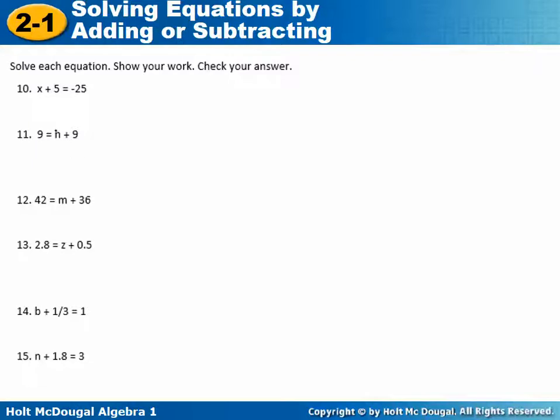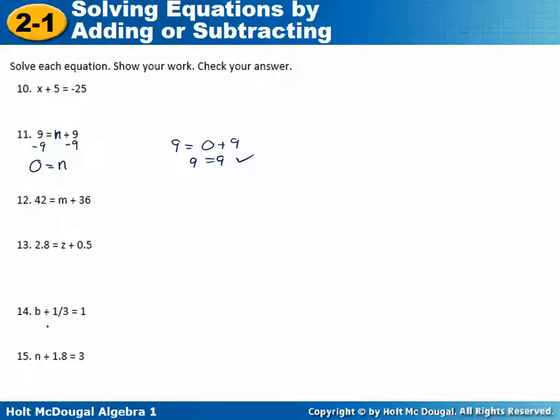So the variable is n. I have 9 being added to it, so I need to subtract 9 from both sides. 9 minus 9 is 0. So my answer is 0. I can check it by plugging in 0 here, and that does give me 9 equals 9, so that works.